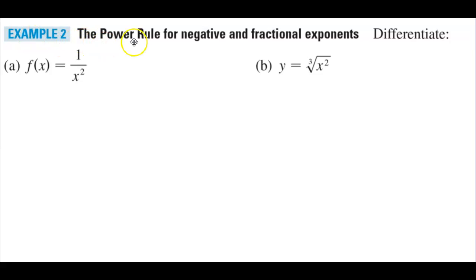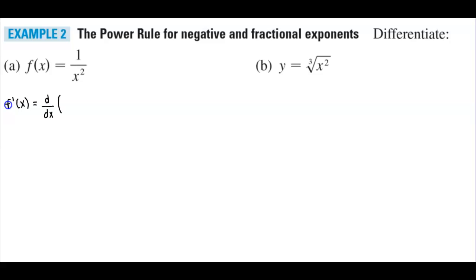Example 2, the power rule for negative and fractional exponents. So we're going to differentiate a and b. So let's go ahead and do that. For the first one, we want to find f prime of x, meaning the derivative. And so we want to find d with respect to x.